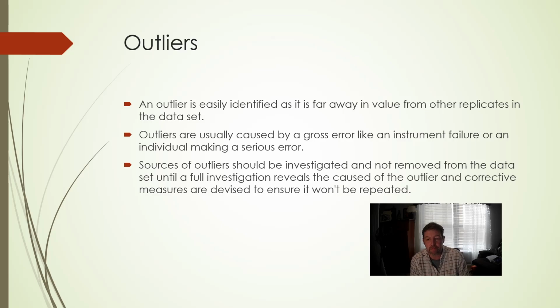Sources of outliers should be investigated and not removed from the data set until a full investigation reveals what caused the outlier, and a corrective measure should be devised to ensure it won't be repeated. In the pharmaceutical industry, this is certainly the case. If you have an error like this, you're going to open what's called an OOS, or an out of specification investigation, where you're going to investigate what might have happened to cause this outlier. And then you're going to come up with a CAPA, a corrective and preventative action.